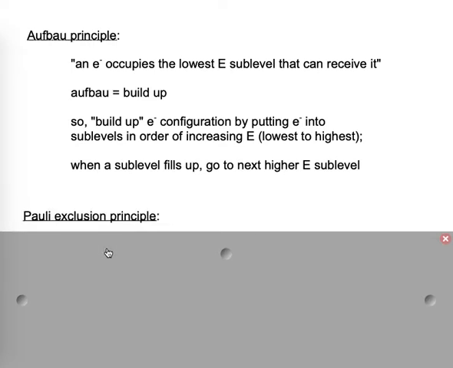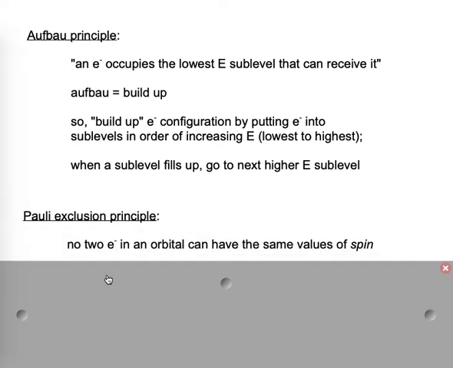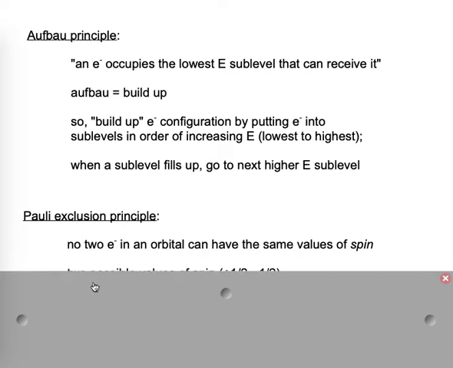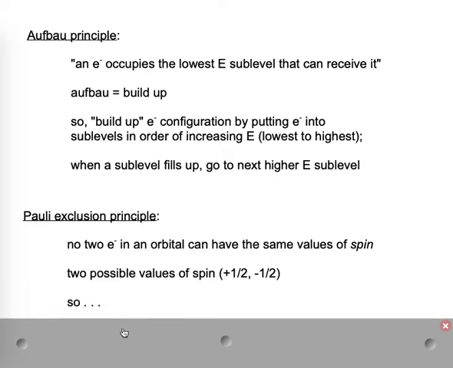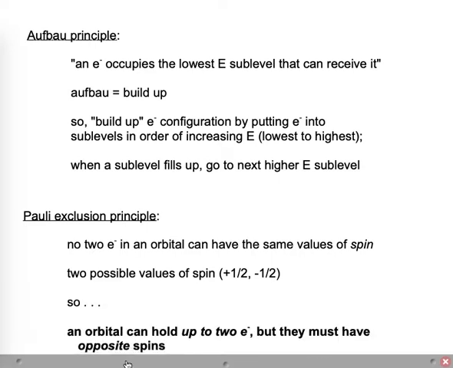The Pauli exclusion principle, you'll recall from section 4.2, says that no two electrons in the same orbital can have the same value of spin. The two possible values of spin are plus 1/2 and minus 1/2. So, an orbital can hold up to 2 electrons as long as they have opposite spins. Hund's rule we'll get to in a minute.